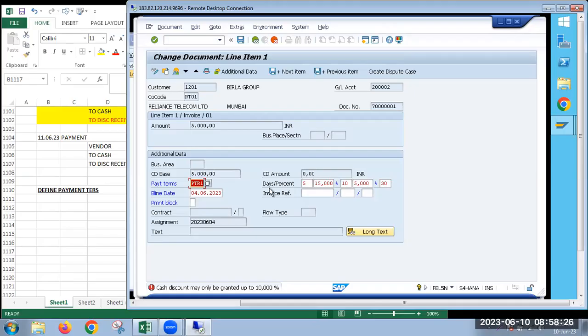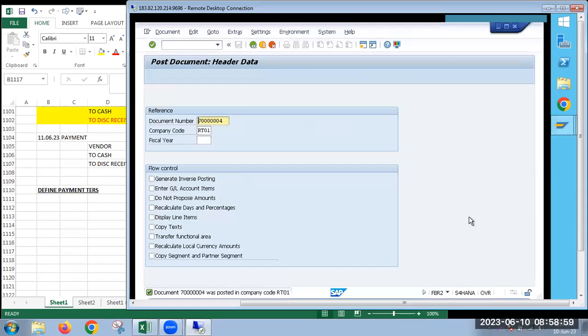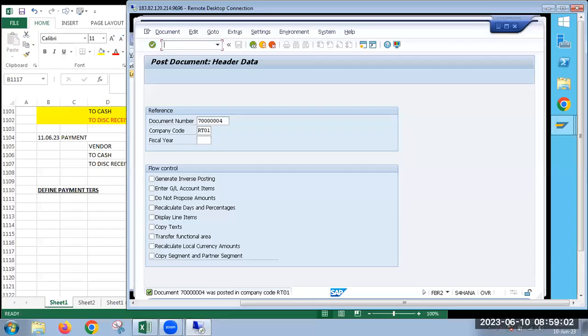And now you got one error message. What is this error message? Discount can only be up to 10%. What could be the reason for this error, or how can we fix it? Anyone? Tolerance, correct, exactly. In the tolerance, we have specified that 10% can be the maximum discount possible with this company code.